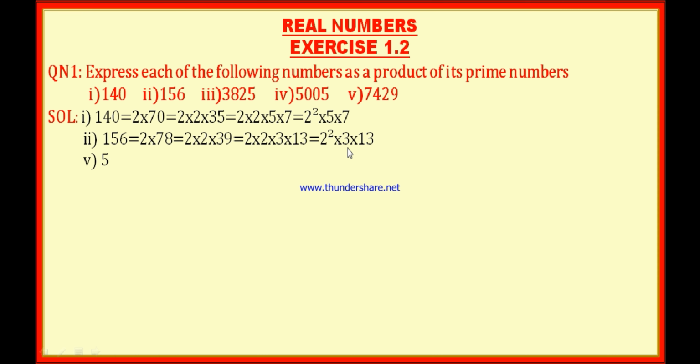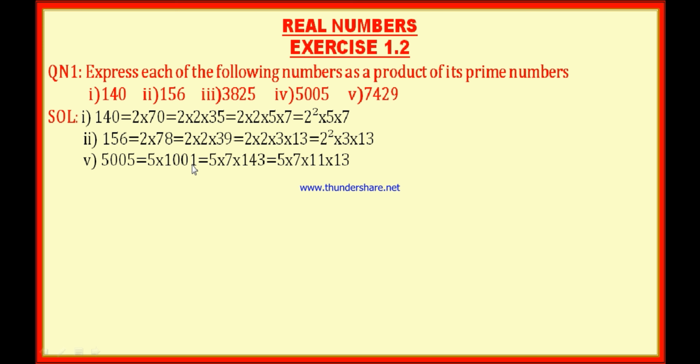And another bit. Let us solve fourth bit now. 5005. Since the units place is not an even number, it is not divisible by 2. If we add the digits, you will get 10, which is also not divisible by 3. Since the units place is 5, it is divisible by 5, we know. Therefore, this is 5 into 1001.